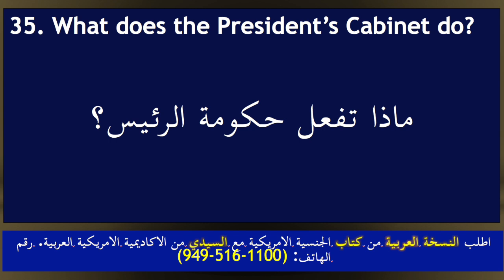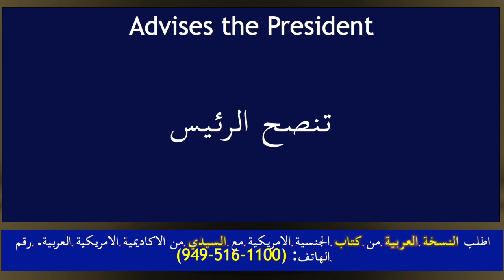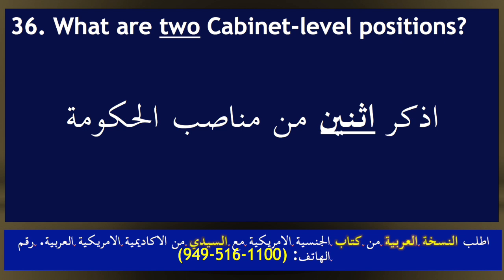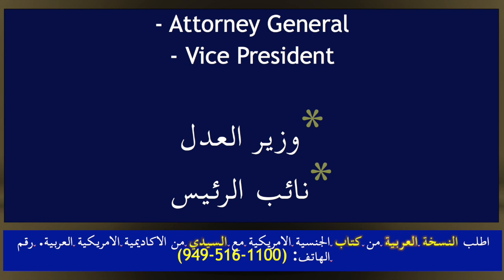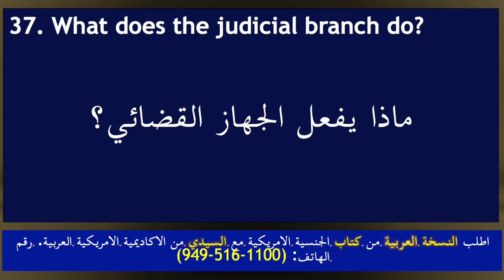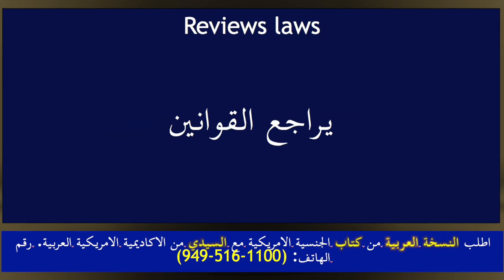Question 35. What does the president's cabinet do? Advises the president. Question 36. What are two cabinet level positions? Attorney General, Vice President. Question 37. What does the judicial branch do? Reviews laws.